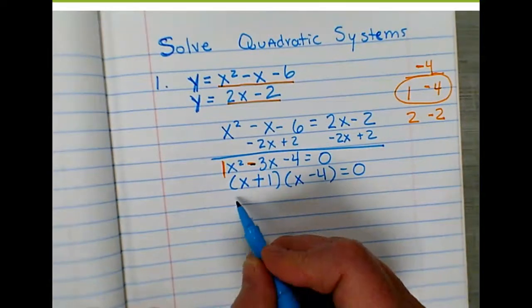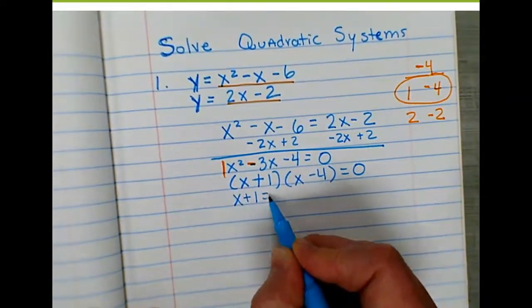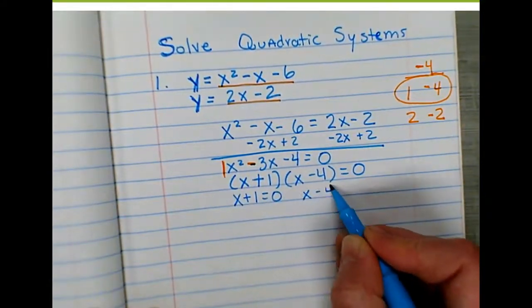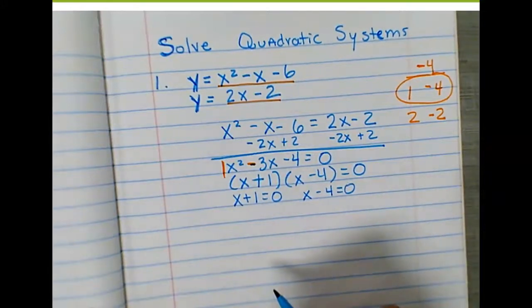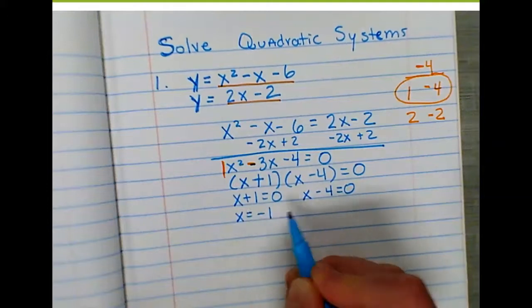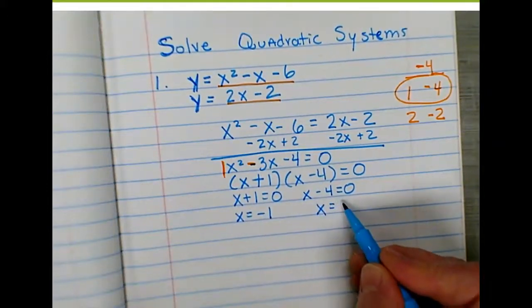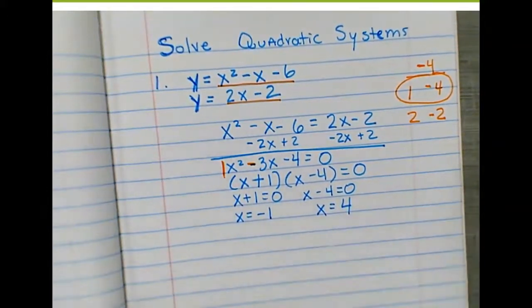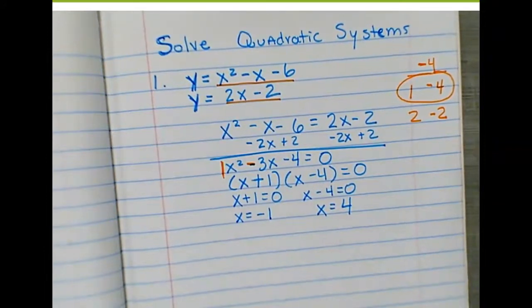If this is 1, then I can use my shortcut factoring. And my zero product rule says the first factor is equal to 0 and the second factor is equal to 0. Subtract 1 from both sides. Add 4 to both sides. And I have my 2 x values.